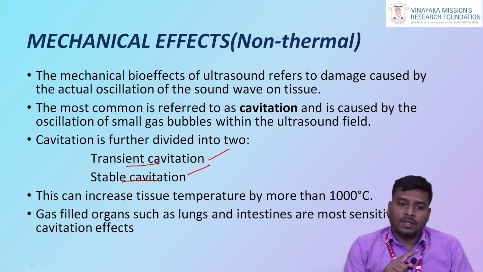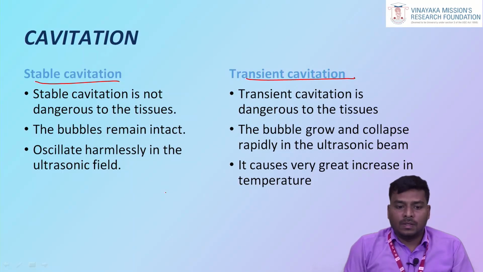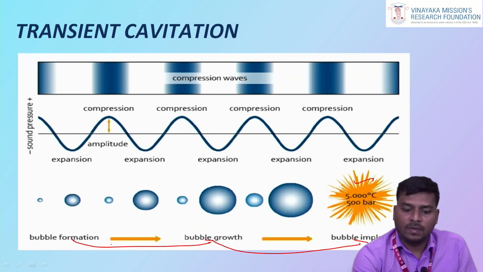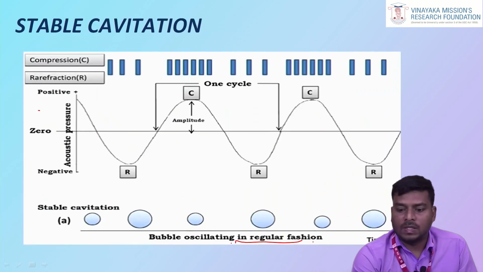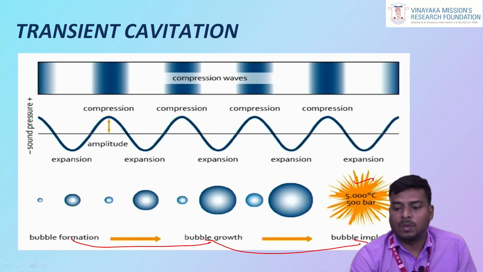Before that we discussed cavitation, transient cavitation and stable cavitation. Stable cavitation is simply not dangerous to the tissue. Transient cavitation is dangerous to the tissue. In stable cavitation the bubble remains intact. In transient cavitation the bubble grows and collapses rapidly in the ultrasound beam. In stable cavitation, we can see bubble oscillation in a regular fashion. Second one, bubble formation, bubble growth and bubble collapse.